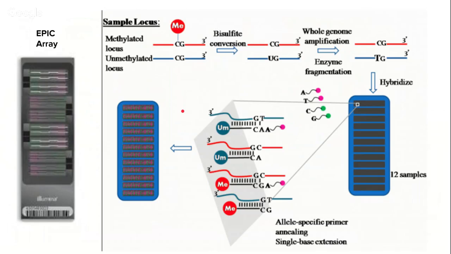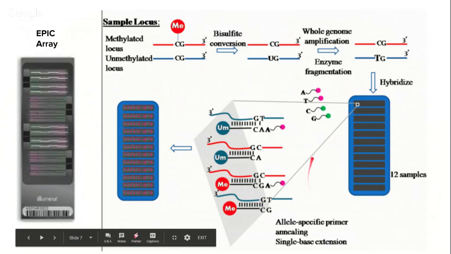And they do it, similarly to the microarrays for genotyping, by measuring after bisulfite conversion, which keeps the methylated C as such, but converts the unmethylated C into a U G, which after amplification is turned into a TG. They hybridize it into the array, and then they measure these two alleles, methylated or unmethylated.